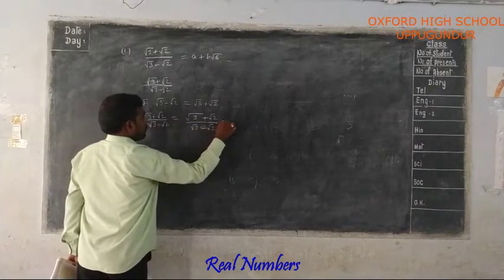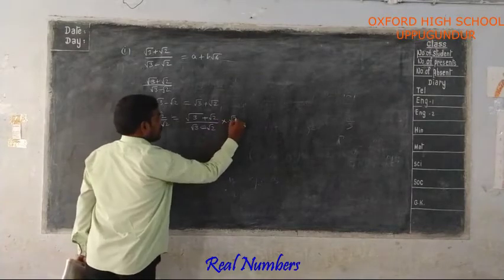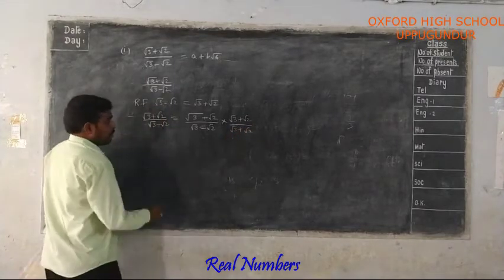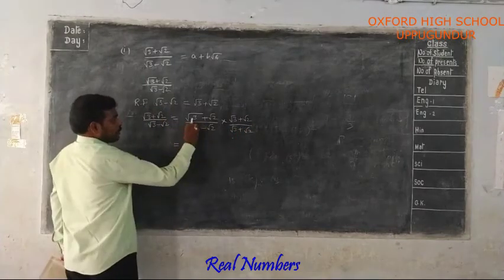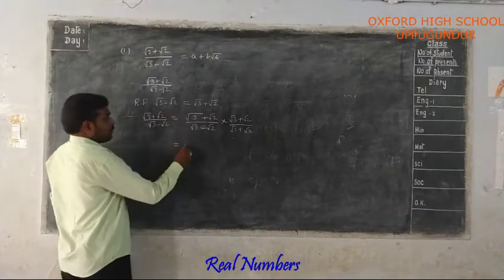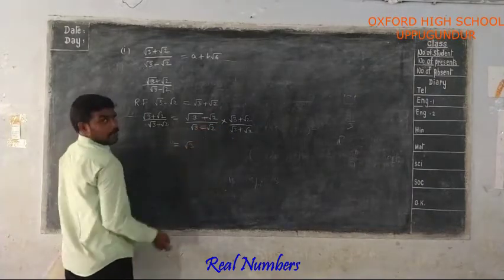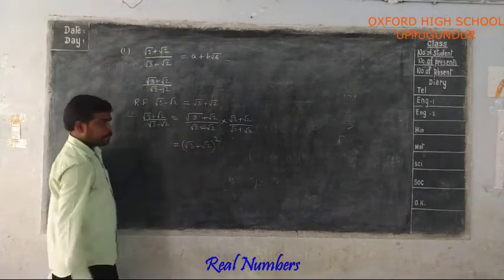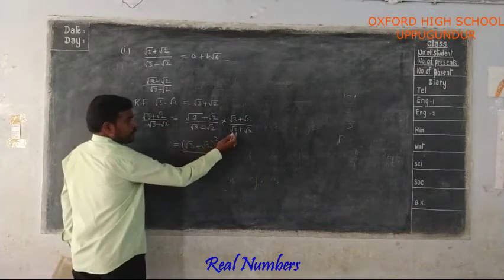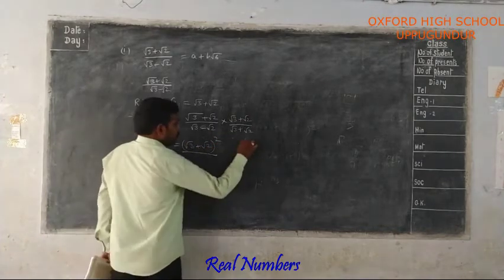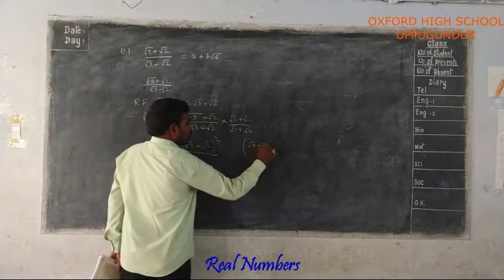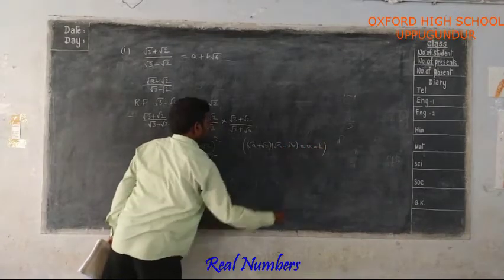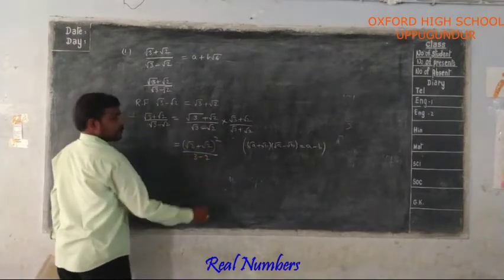Now root 3 plus root 2 by root 3 minus root 2 equals root 3 plus root 2 by root 3 minus root 2, into the rationalizing factor root 3 plus root 2 by root 3 plus root 2. Now when you observe the numerators, root 3 plus root 2 into root 3 plus root 2, so a into a is a square. So it is root 3 plus root 2 whole square. In the denominator, root a minus root b into root a plus root b. What is the formula we have? Root a plus root b into root a minus root b equals a minus b. So what is it? 3 minus 2.